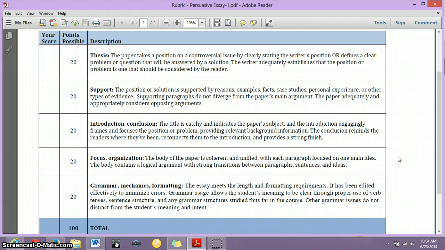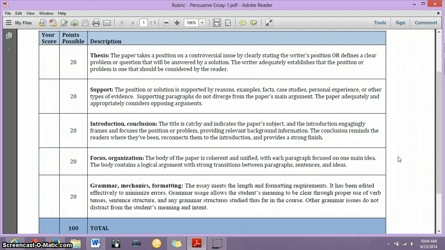Your conclusion needs to be the same thing. You need to remind them what your argument was. You need to tie up everything, show how every point that you make relates. That doesn't mean you go point by point, but you wrap everything up. You draw everything together, big picture wise, not, well, this point and this point and this point and this point. You don't need to rehash everything. Just draw your paper to a close in general.